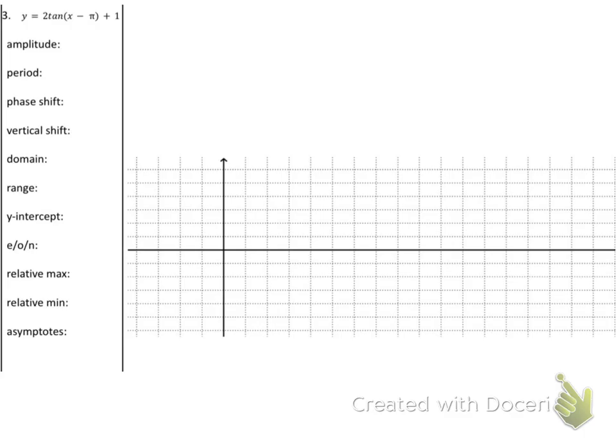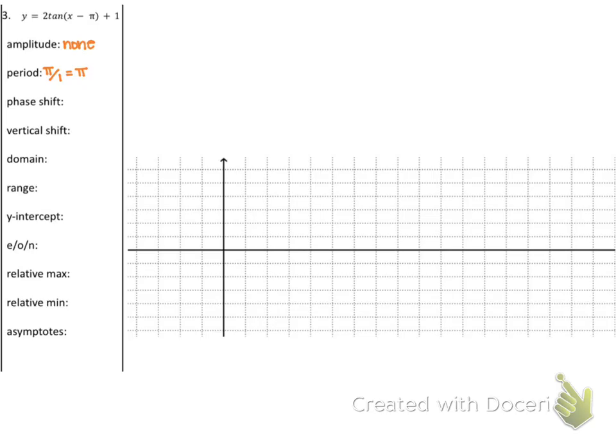Okay, so y equals tan(x minus pi) plus 1. Let's start answering some stuff here. Let's see. Amplitude, none. Period this time. Well, the period of tangent is pi, because it's negative pi over 2 to pi over 2. But it's still going to be pi divided by b. So pi divided by b in this case, well, b is just 1, so pi.